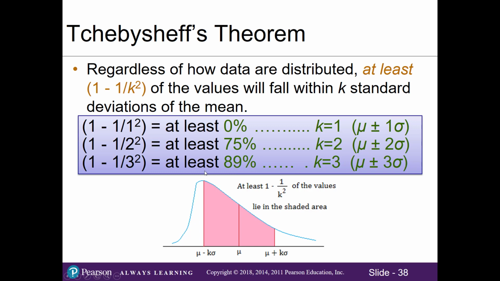At least is the minimum. It could be more. It could be 90, 91, 92%. We don't know the specifics, but this is a general rule of thumb when we're being conservative because we don't have a symmetrical bell-shaped distribution.